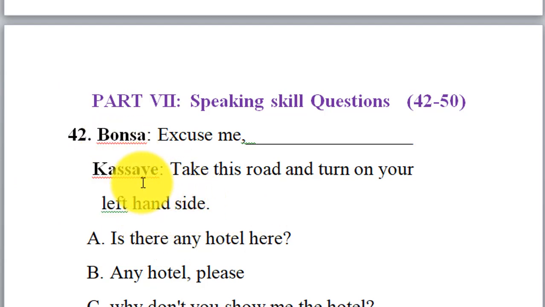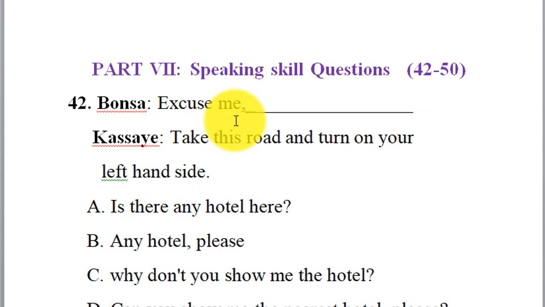Bonsa: Excuse me, blank. Kasai: Take this road and turn on your left hand side. This is the response of Kasai. But what is the first question? What is the opening question from Bonsa? The opening question from Bonsa.